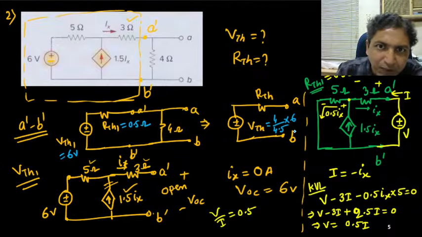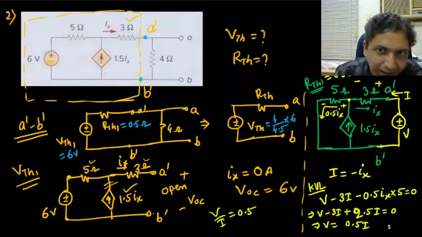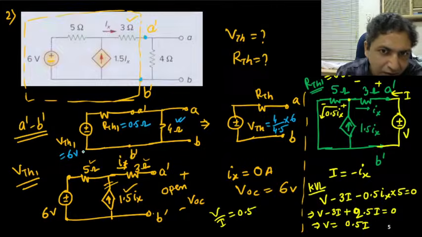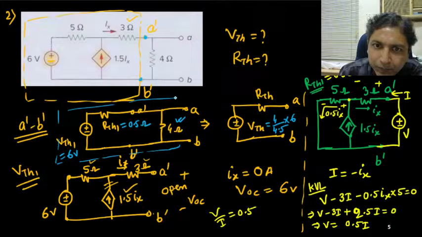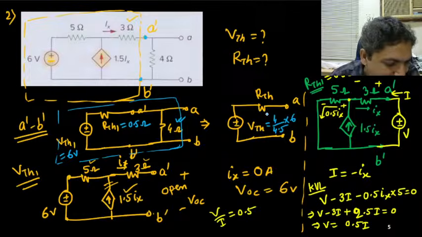So first we have computed the Thevenin equivalent with respect to these two nodes, A prime and B prime. Then now I am connecting this 4 ohm resistance. So these were the Thevenin parameters VTH1 and RTH1. VTH1 we have got is 6 volt, RTH1 we have got 0.5 ohm. Now I have connected 4 ohm. Again I want to replace this network by simple one Thevenin parameter, VTH and RTH.